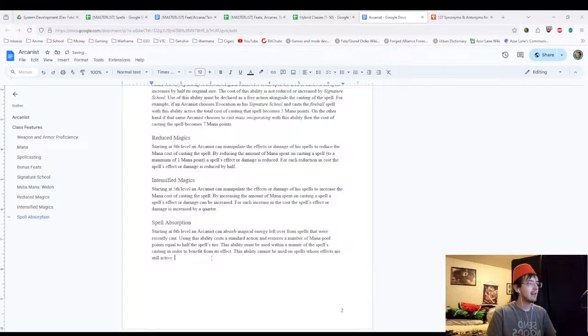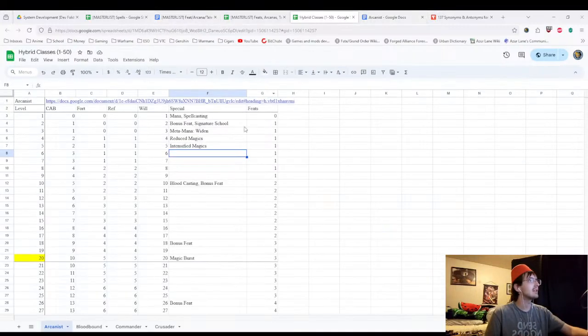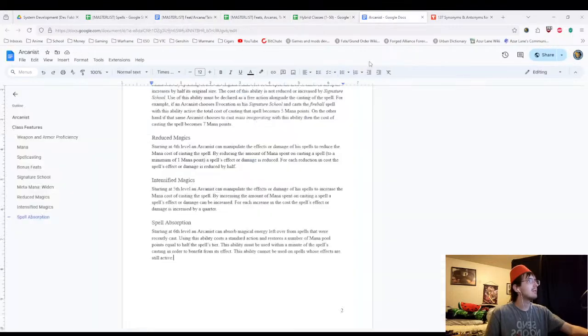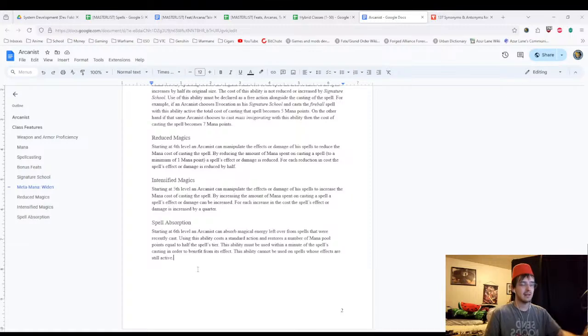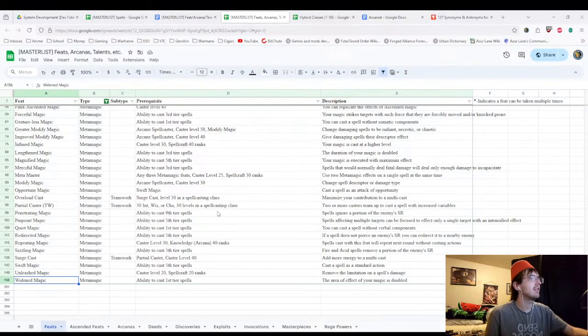Yeah, okay. I think that's fine. So spell absorption is just a restore, basically, at 6th level, and it's right here. Spell absorption. Okay. Now we go to level 7, and this is where they're probably going to get their next meta thing. So this is meta mana. Let's go over here and take a look.